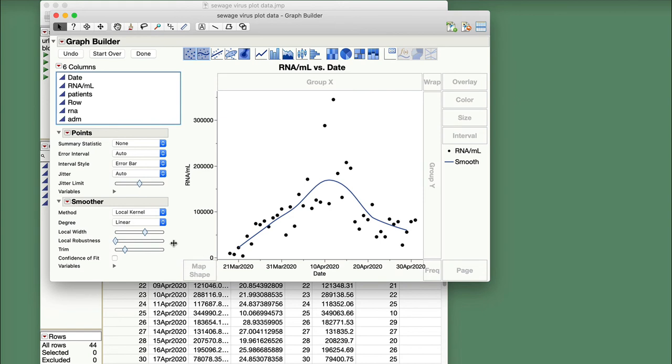So this robustness pass is an important feature of loess to keep in mind as you're using it. It might be on by default without you realizing it. So be careful about that.